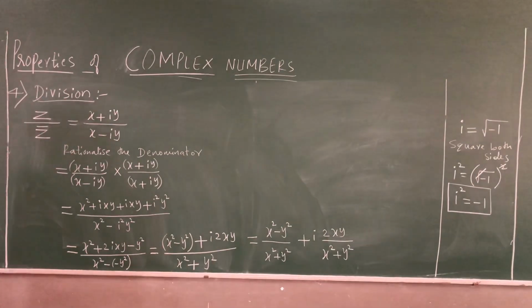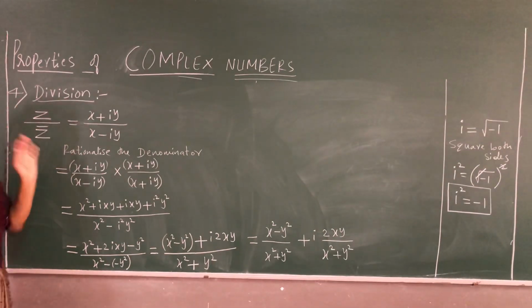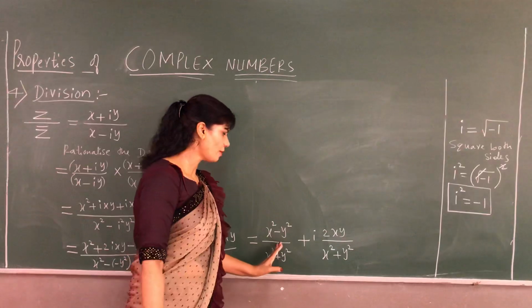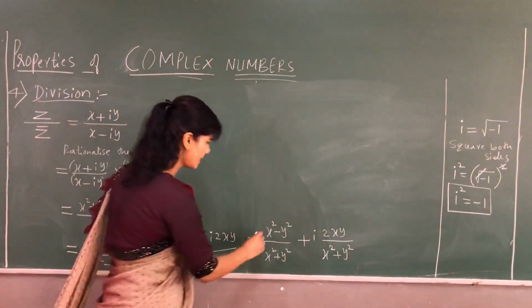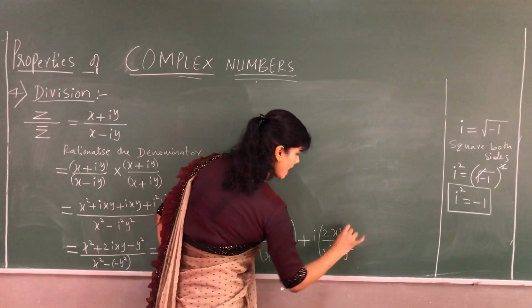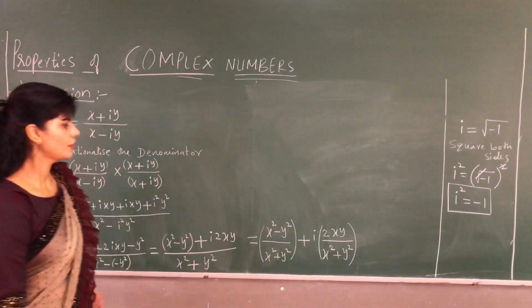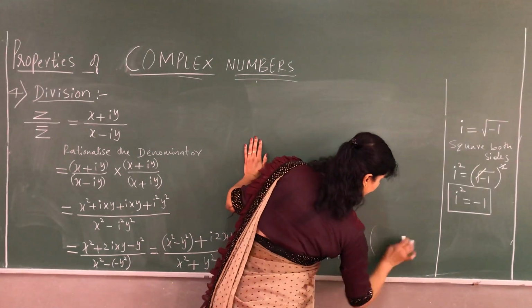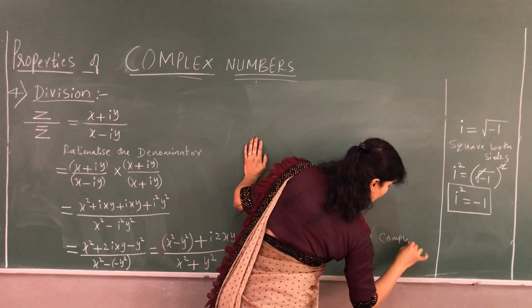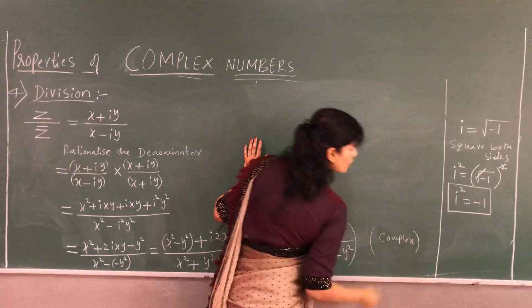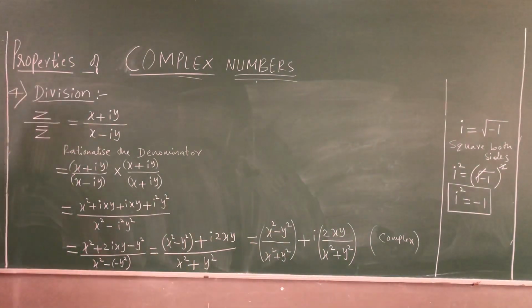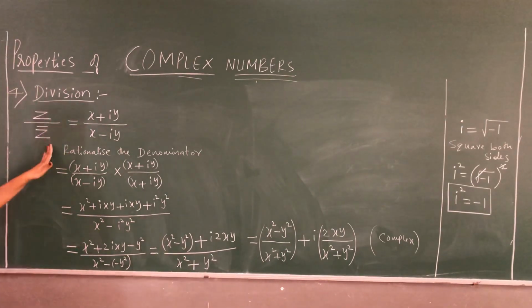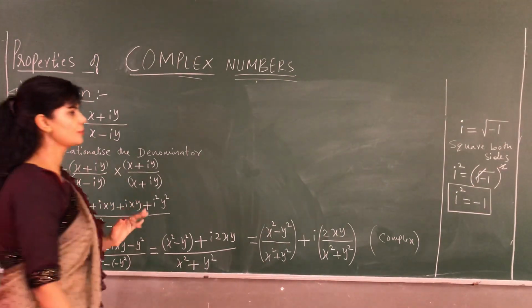Okay students, in the case of division, you see that it is again in the form of a complex number, because it is real part plus i into imaginary part. So division will always give a complex number again. This is all about properties of complex numbers and conjugates of complex numbers. Okay students, did you follow, all of you?